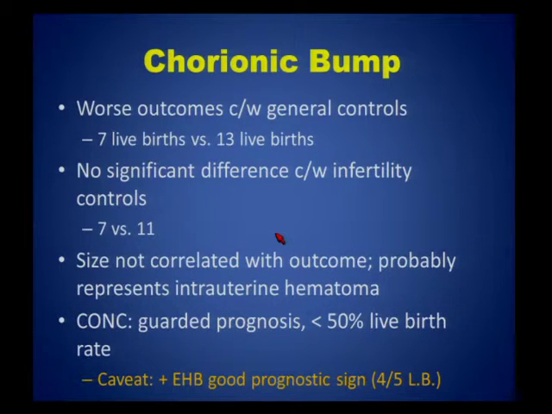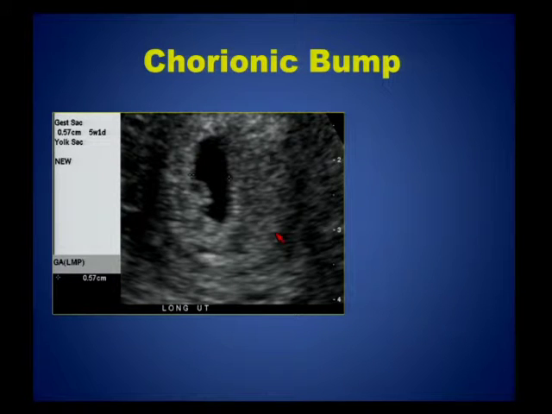We found that the size was not correlated with the outcome. We felt that it probably represents a small intrauterine hematoma that instead of sort of outlining the gestational sac or the early placenta, bulges into the gestational sac. Not quite sure why it does that. We concluded it was a guarded prognosis with less than a 50% live birth rate. But if you look at our data a little bit more carefully, if they did have a positive embryonic heartbeat, that was a good prognostic sign. 4 out of those 5 cases went on for a live birth. So we're trying to get the data together from a multi-institutional study here, but it's kind of tough going.